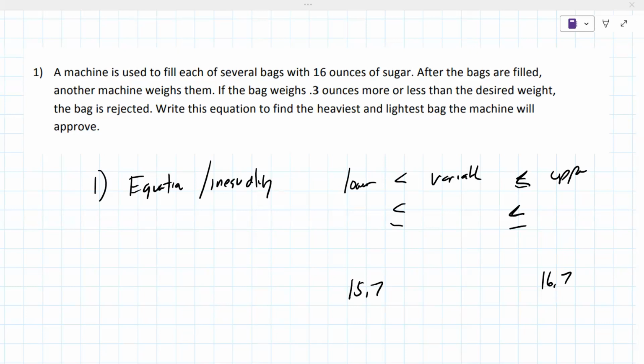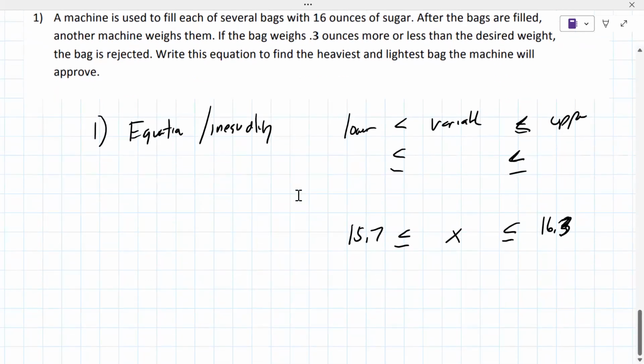All right, so then it should be 15.7 is less than or equal to x is less than or equal to 16.7. 16.3, sorry, I misspoke. There's 0.3. Okay, and then on a number line, these are filled in like that.